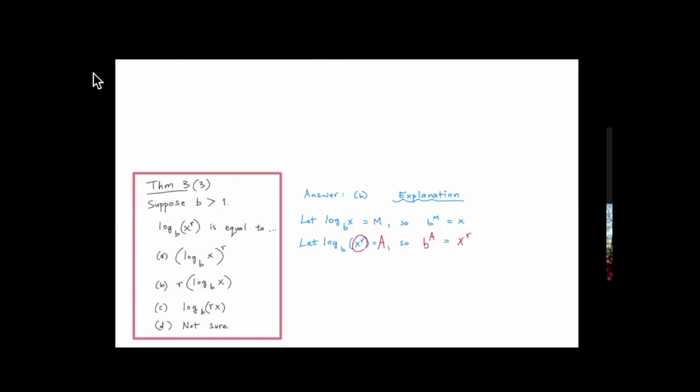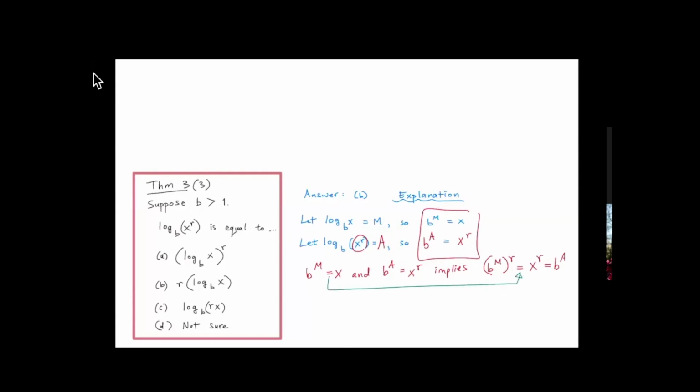And now I want to work with these at first. So I have b to the m is x, and b to the a is x to the r. So this means b to the m to the r is equal to x to the r. And so this is equal to b to a.